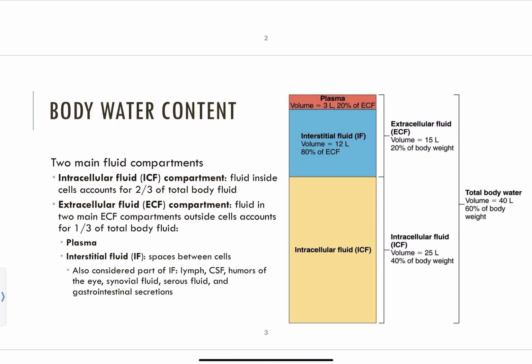Make sure you understand the two main fluid compartments. Basically, it's all of the fluid that's inside of a cell. That's going to be the bulk of the fluid in our body, roughly 2/3 of our overall water content. And then we have extracellular fluid. So any fluid that's outside of the cell is considered extracellular fluid. There's a bunch of different types. This is only about 1/3 though.